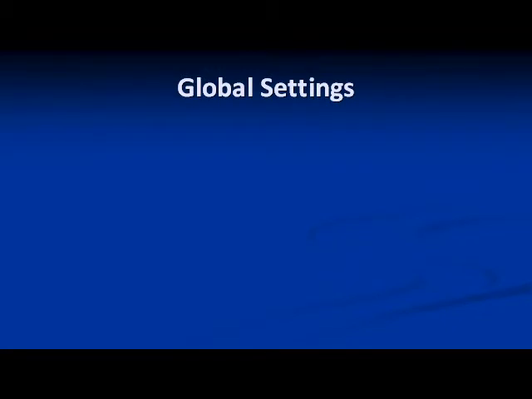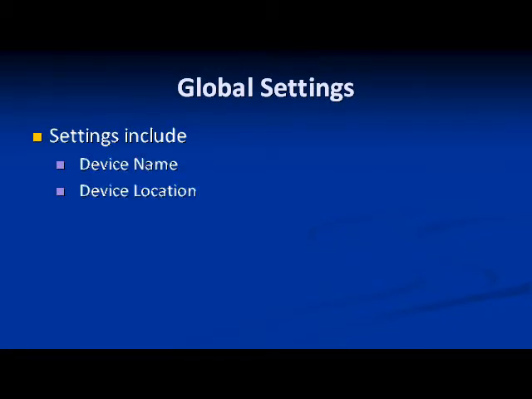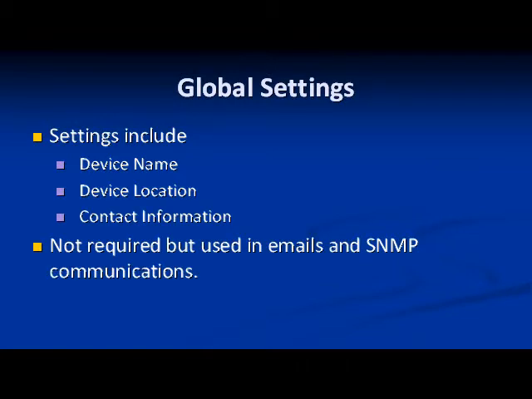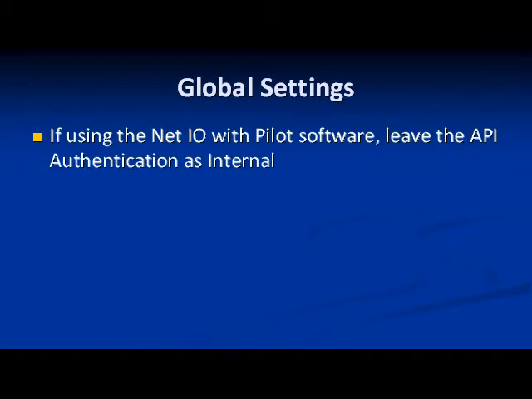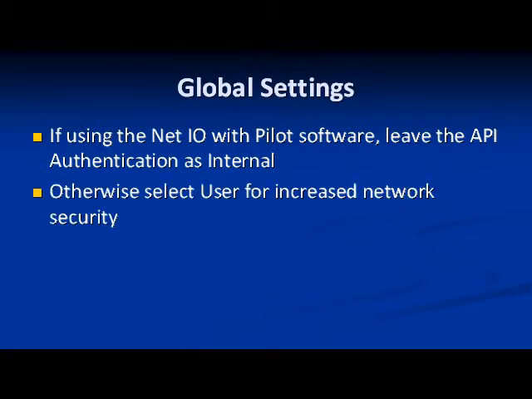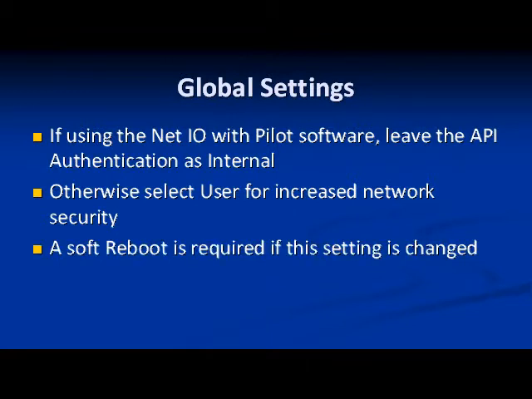Global settings. These settings include device name, device location, contact information. These are not required but are used in emails and SNMP communications. If you are using the NetIO with Pilot software, leave the API authentication as internal. Otherwise, select User for increased network security. A soft reboot is required if this setting is changed.